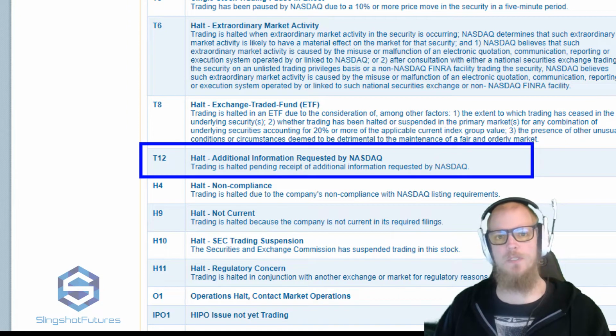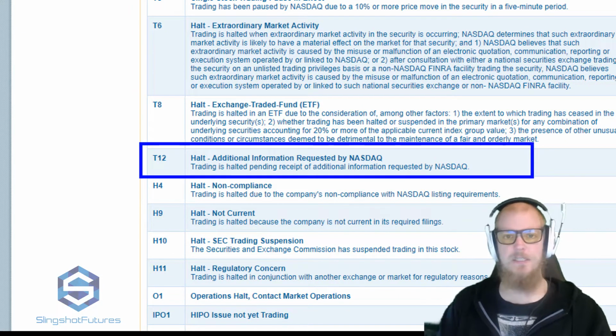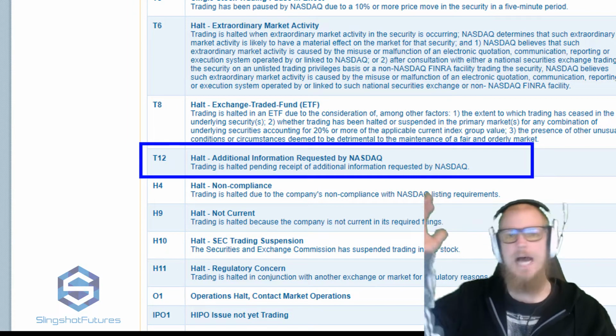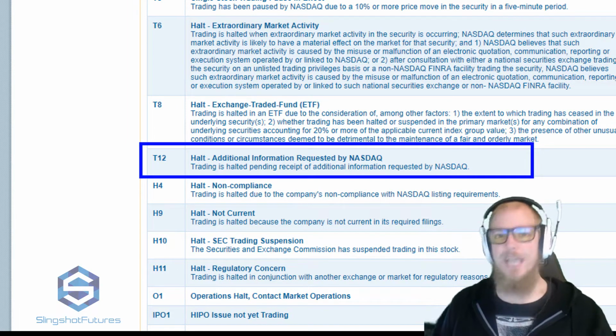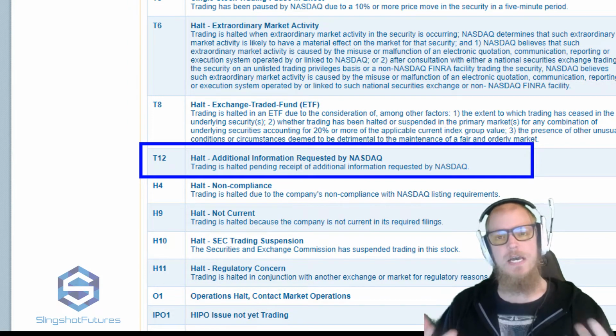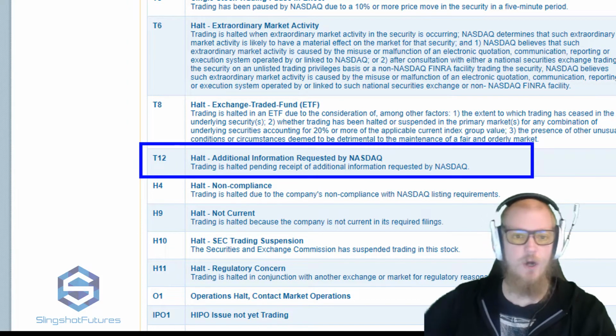T12s usually happen when something crazy is happening, right? You have stocks that go from basically $0 all the way up to $300 and then back down again. Those are the types of stocks that you've got to be very concerned about getting T12'd, and when it T12 halts, it can be months before they reopen.